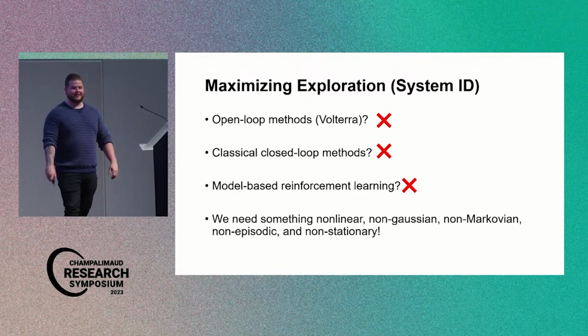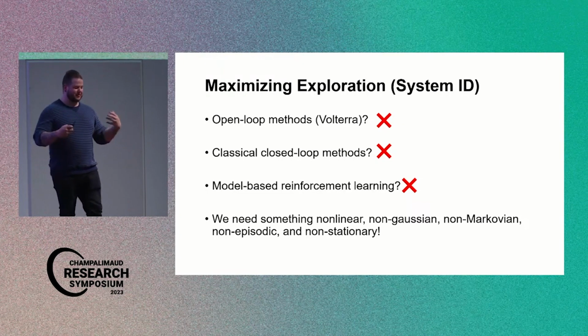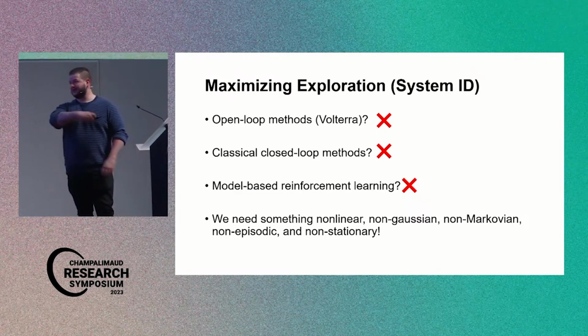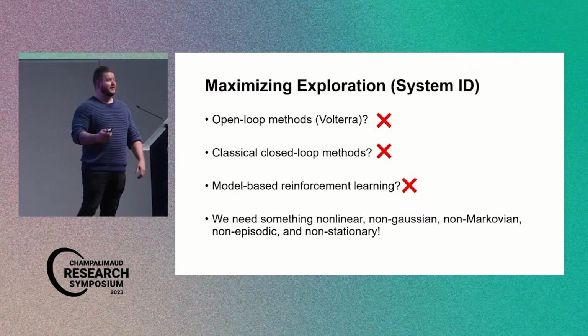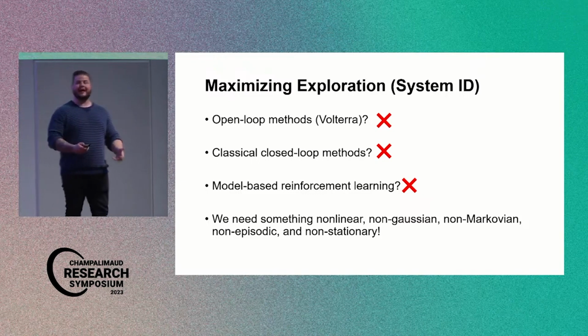Can we do this with open loop methods? The answer is no, because with open loop methods, the brain is state dependent. It's going to respond differently to stimulation depending on where it is. Can we use classical closed loop methods? Again, we can't do this because we require some sort of a priori knowledge about the system, and that's what we're trying to figure out.